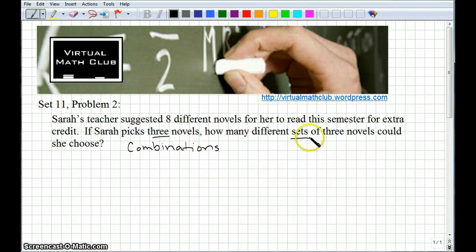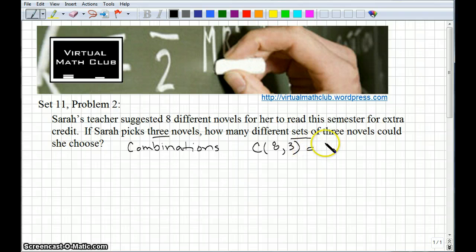And we're told that there's, how many sets of novels. Usually the word sets is a key as to whether order matters or doesn't matter. And in a set, order doesn't really matter. So here we have 8 things. Let me write this out. We have 8 things, and we want to choose 3 of them. And order doesn't matter. That makes it a combination. Otherwise, it would be a permutation.